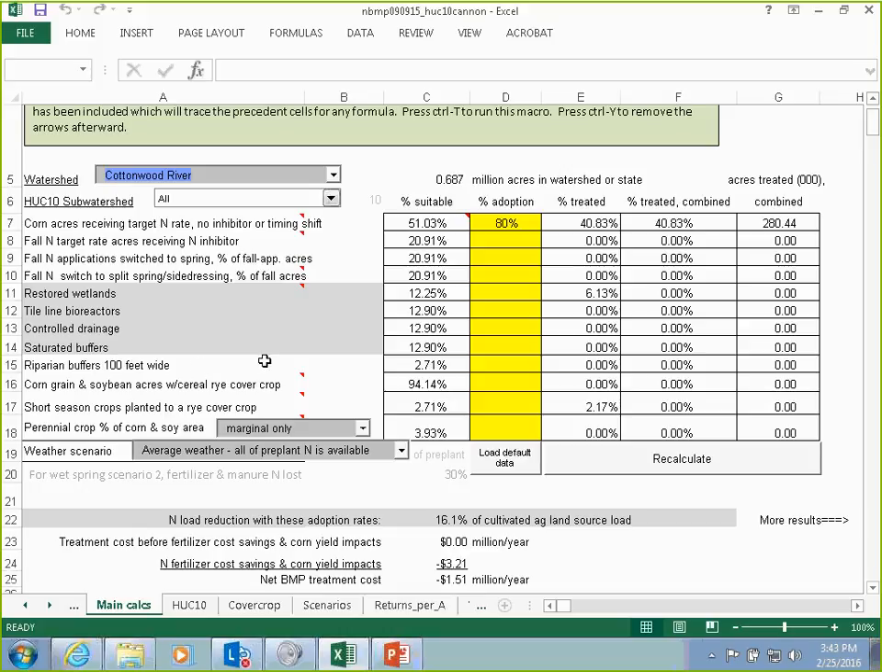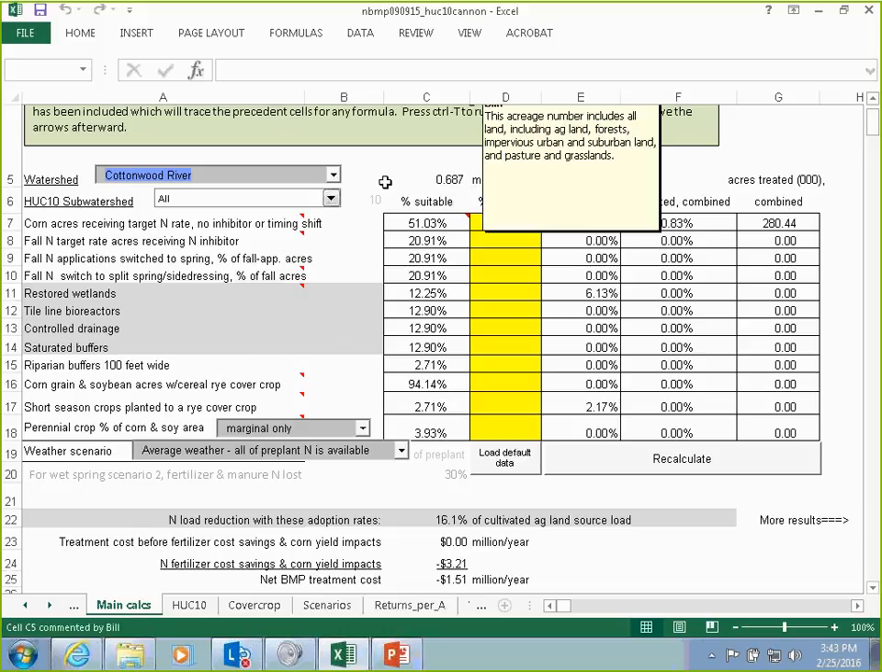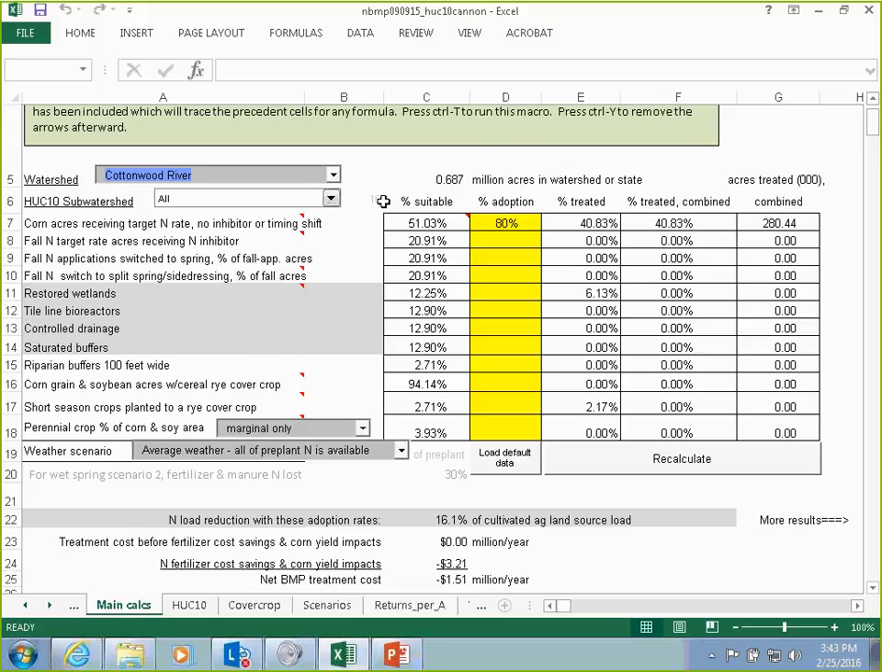So we see, Seth talked about the suitability. It shows for each of these BMPs what fraction of the cropland would be suitable for the BMP. Suitability takes into account where the BMPs are already existing. If we already have BMPs there, then that's not suitable. It looks at the slopes, the soils, the landscapes, the crops to determine which lands fit for the different BMPs.